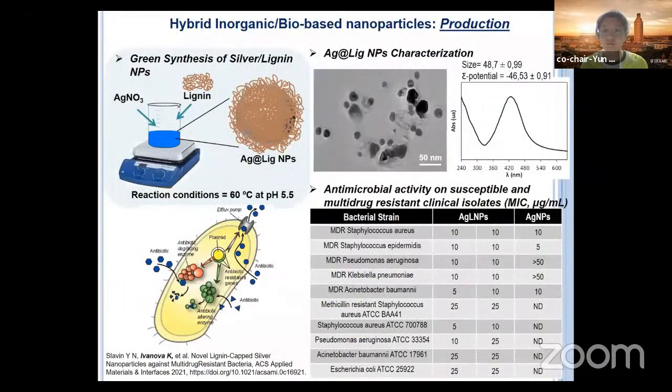At the beginning, we developed hybrid silver lignin nanoparticles using lignin as both reducing and capping agent. The developed nanoparticles had high colloidal stability. Their zeta potential was above 30. They also presented small size, around 50 nanometers or even lower, and low polydispersity index. Importantly, silver lignin nanoparticles were very efficient against a panel of susceptible and multi-drug resistant pathogens isolated from the clinical hospital environment, and this effect was not seen for the standalone silver nanoparticles, which clearly demonstrates that the developed silver lignin nanoparticles possess great potential to fight multi-drug resistant bacteria.